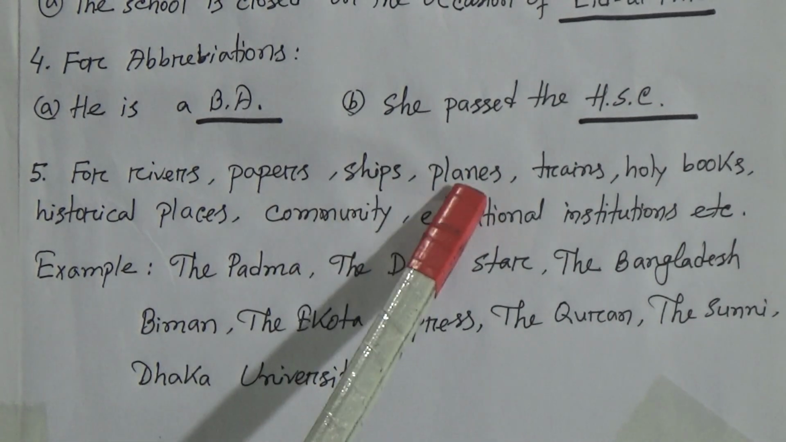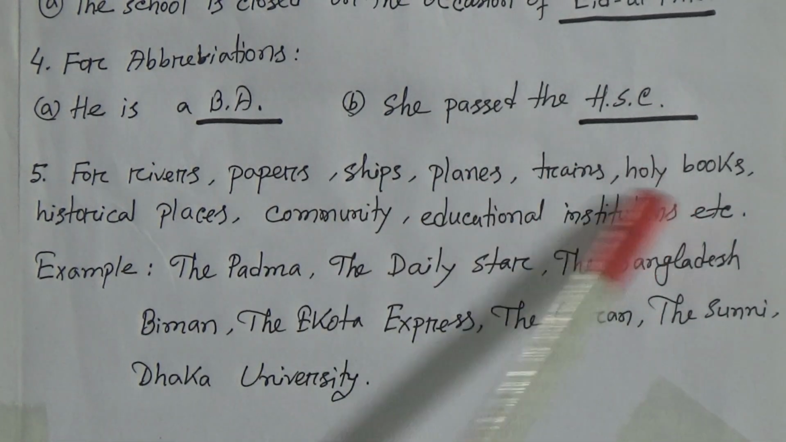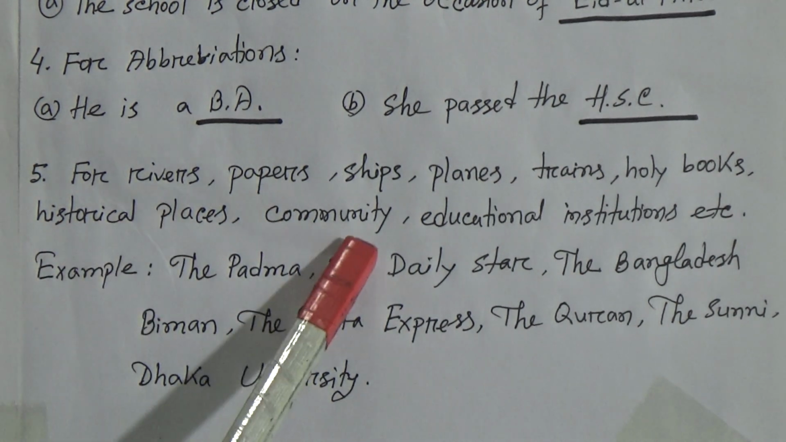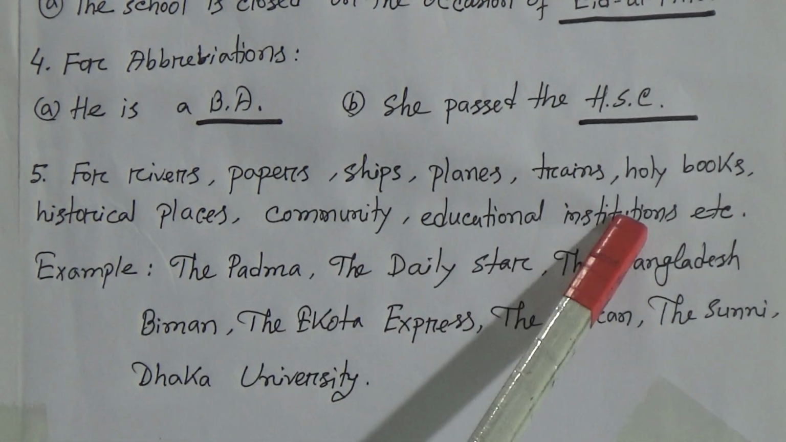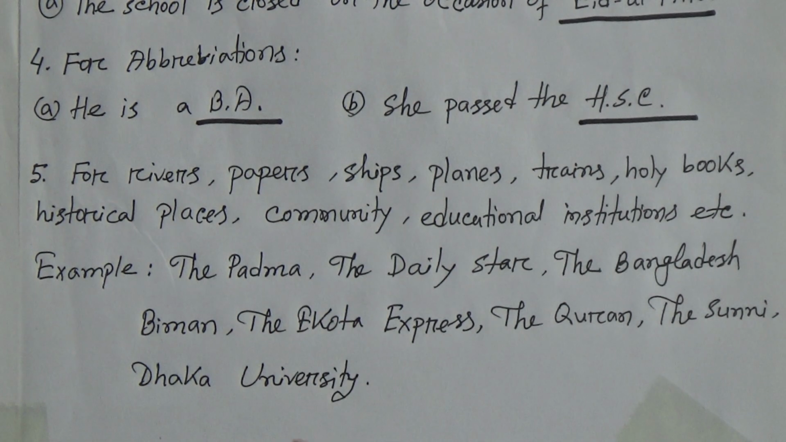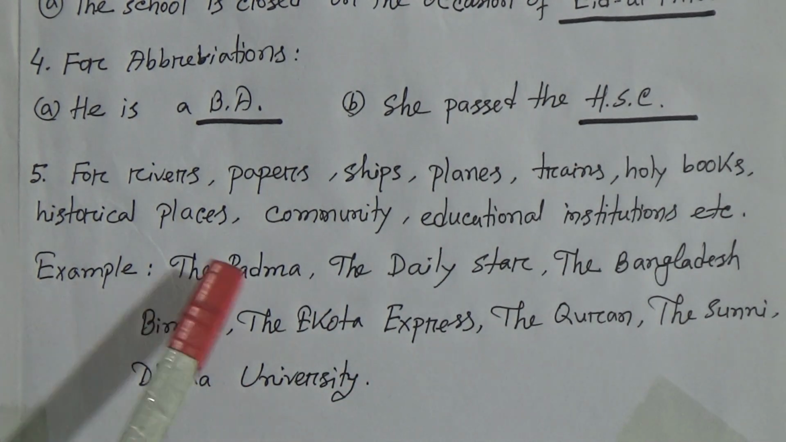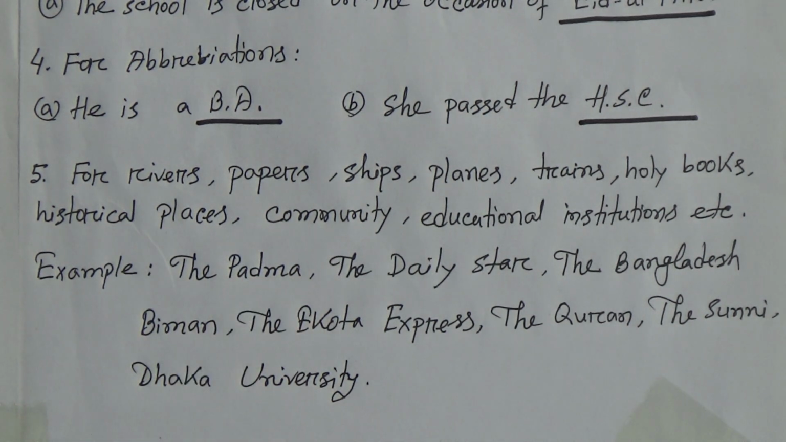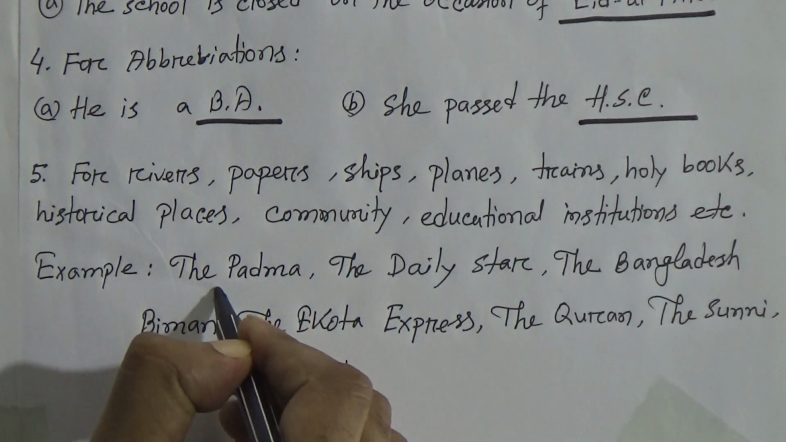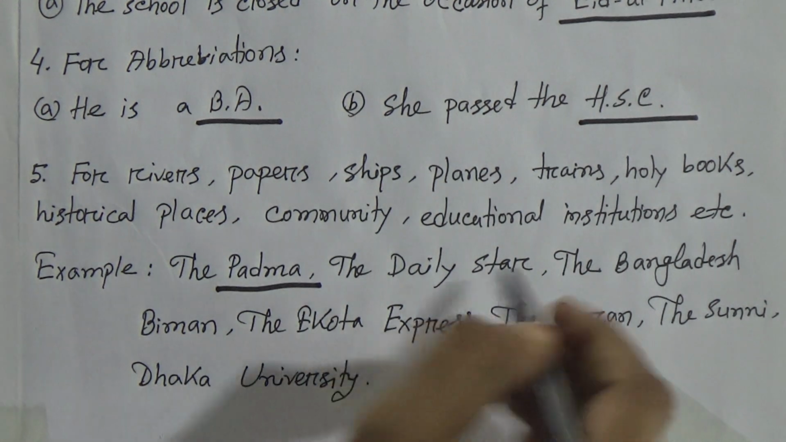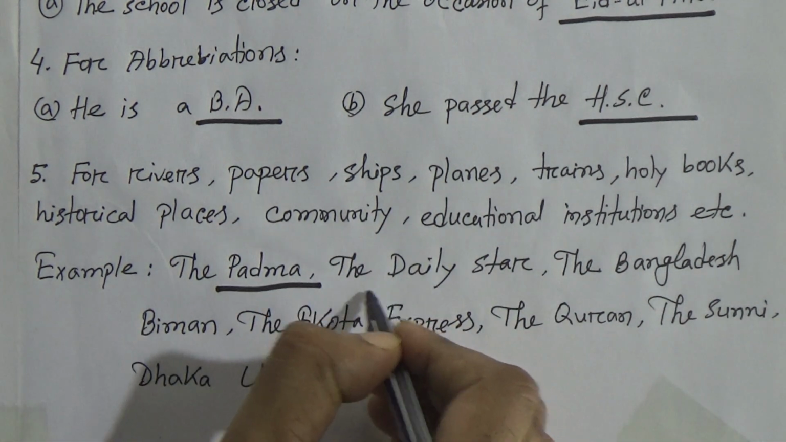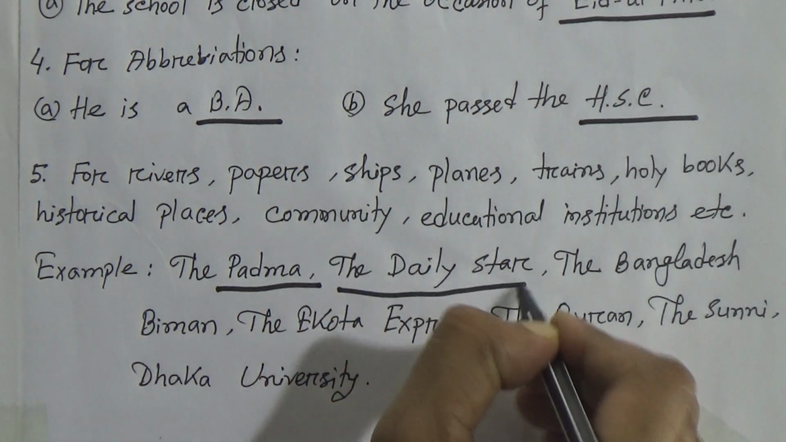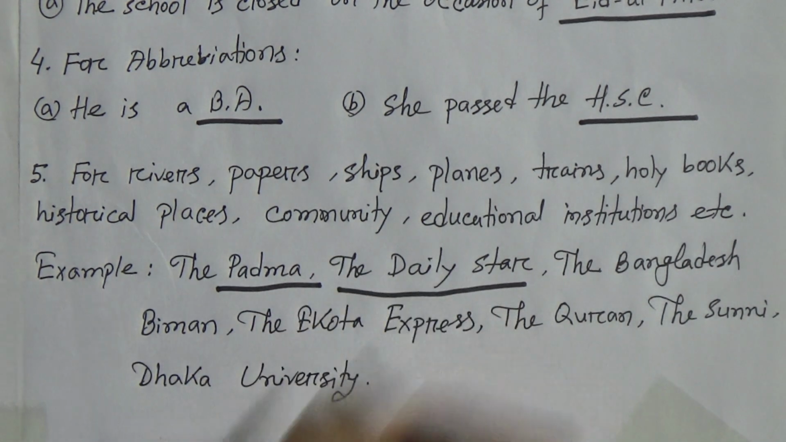Number 5, for rivers, papers, ships, planes, trains, holy books, historical places, community, education institutions, etc. For all these things we have to use capital letters, like for example the Padma, that means here this is the name of a river and we have used capital letters. The Daily Star is the name of a newspaper and we have used capital letter here.